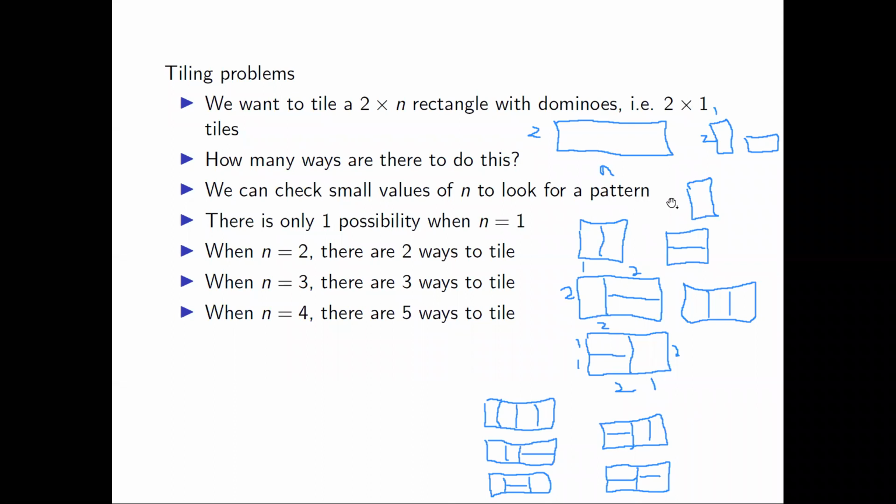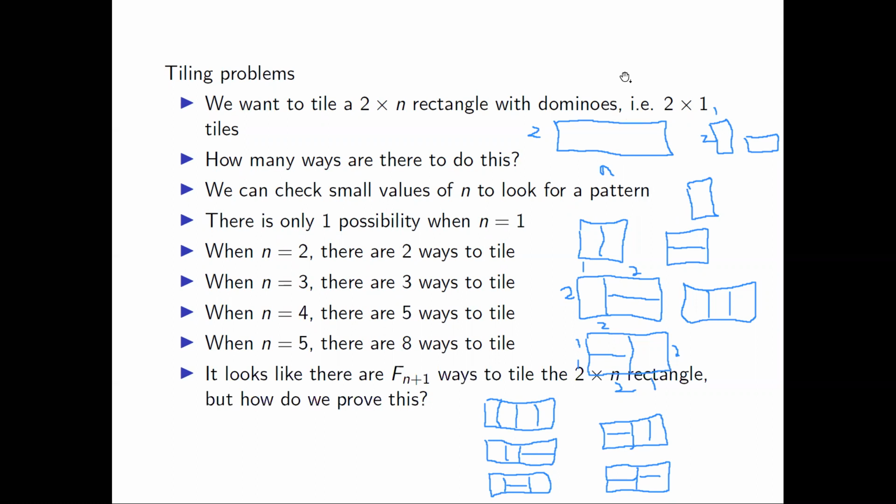And for n equals 5, I'll leave that to you to try by hand. We find that there are 8 ways, hopefully. And it appears that we're getting Fibonacci numbers. More specifically, it looks like there are f sub n plus 1 ways to tile the 2 by n rectangle. So the number of ways is the n plus first Fibonacci number. It looks like that at least, and we need to see if we can prove that.